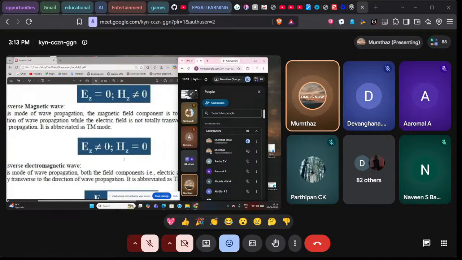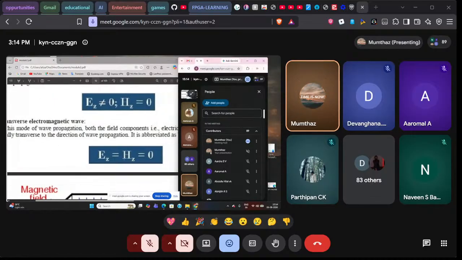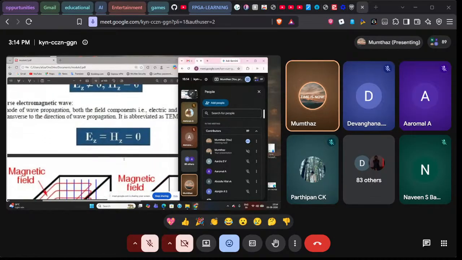In the z direction there is no magnetic field, so Hz equals 0, but there is a transverse magnetic field. We can't have a transverse TEM wave inside a waveguide, because in order to carry both transverse components we need two conductors. So in the case of the TE wave, the electric field is along the direction of propagation, Ez, and the magnetic field along the direction of propagation is 0.